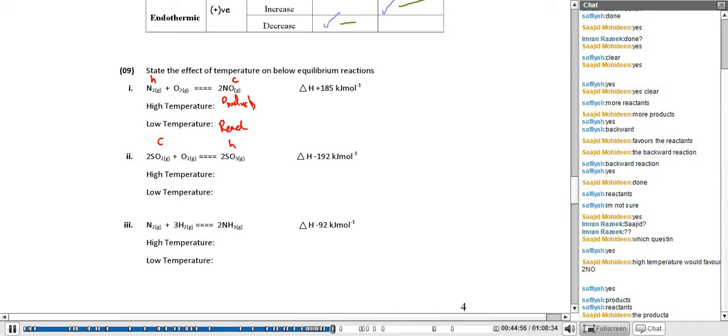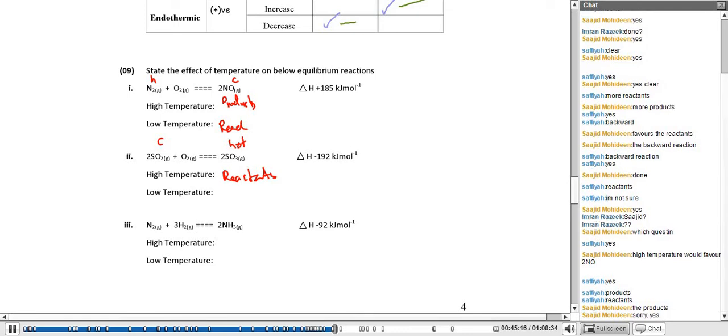High temperature will favor. How can it be products, Rajit? The products are hotter. So if you increase the temperature, will you favor the product side? It's hotter, so you favor the reactant side, right? Is it clear? Because reactants are cooler, and you increase temperature to favor the cooler side. And that's products. Same for the next one because that's also exothermic.